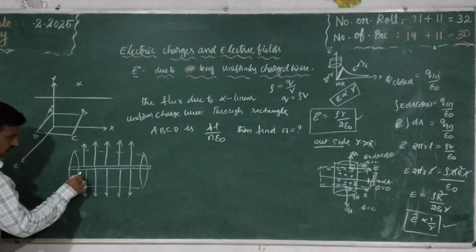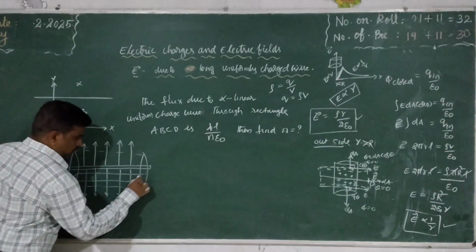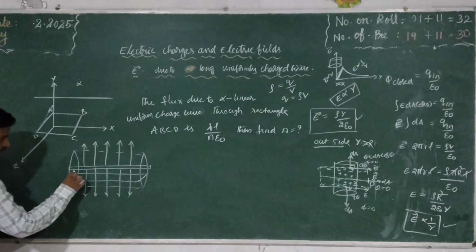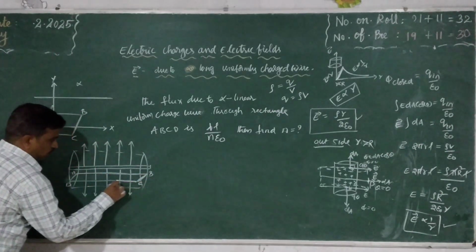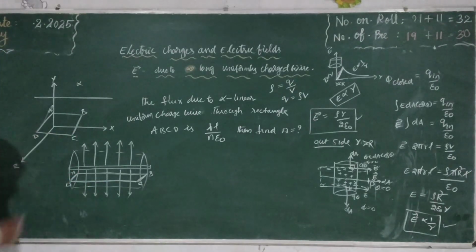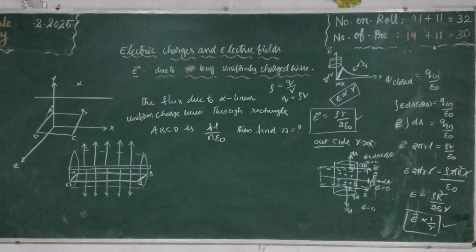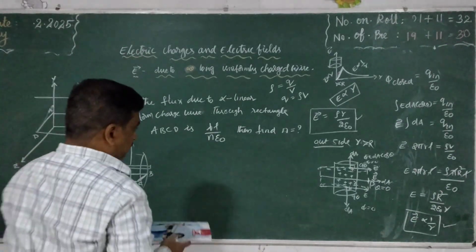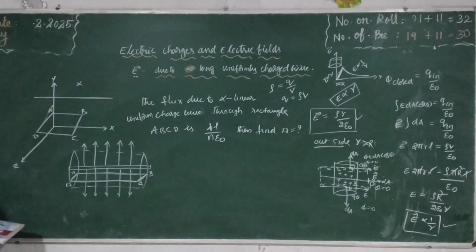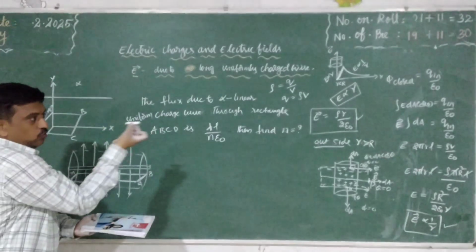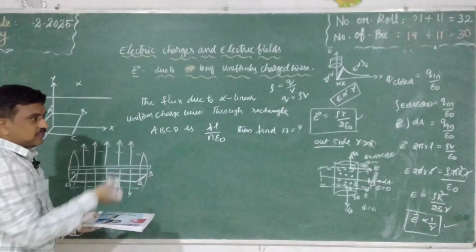Here is the rectangle ABCD. What is the flux through this rectangle? That we find out. For example, this is the rectangle, and here the infinitely long uniformly charged wire is there. Due to this charged wire, the electric field lines go in this direction, this direction, this direction, upward.